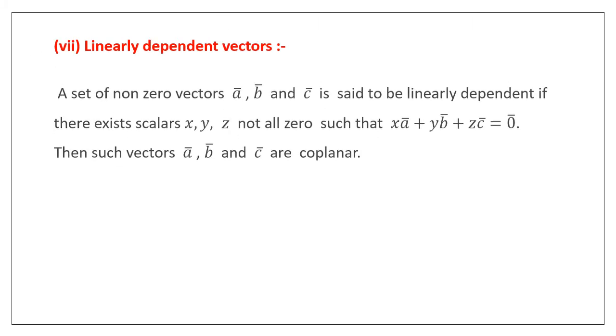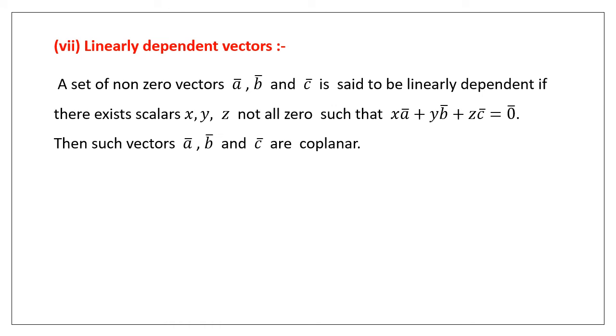Linearly dependent vectors. A set of non-zero vectors a bar, b bar and c bar are said to be linearly dependent, means which depend on one another, if there exist scalars x, y, z not all 0 such that x a bar plus y b bar plus z c bar equals 0 bar, means their linear combination equals 0 bar. Then such vectors a bar, b bar, c bar are coplanar. Means by using the condition of linearly dependent vectors, we can also prove that vectors are coplanar.